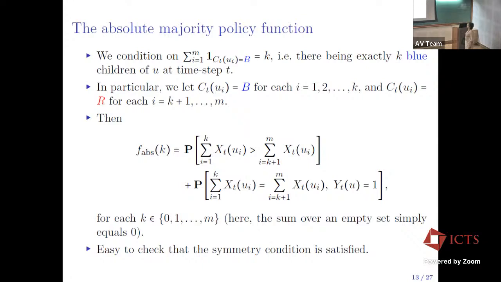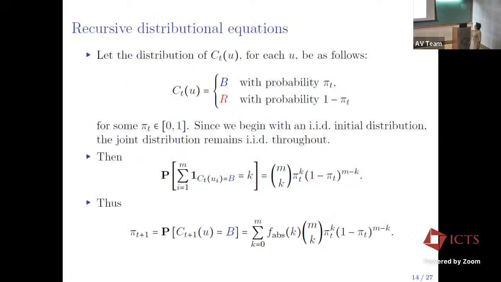Okay, so this gives you the absolute majority policy function, and you can check that the symmetry condition that I previously mentioned, which is f of k plus f of m minus k equal to 1 for every k, is satisfied in this case. So now I come to the analysis that we want to do with this.